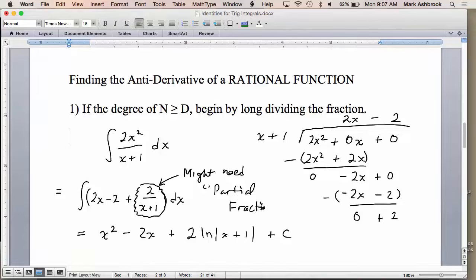Sometimes just the long division does the trick, and we're done. We got it. But then this remaining fraction, it may be that n is less than d, and if we can't just apply natural log, then we need this technique that we're about to learn called partial fractions. But in this example, we didn't need that. I just wanted to show you long division. The main topic today is this technique called partial fractions, and that's what you use if the degree of the numerator is less than the degree of the denominator.